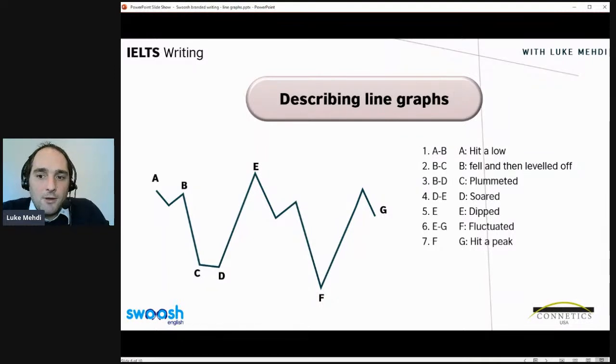You then have number 3, you've got B to D. So how would you describe that using our words? Then we've got D to E. How would we describe that? Oh yeah, that's quite a big change, isn't it? Which direction is it going? Which word could we match? E itself, how would we describe what is happening at point E? Then E to G, look at that.